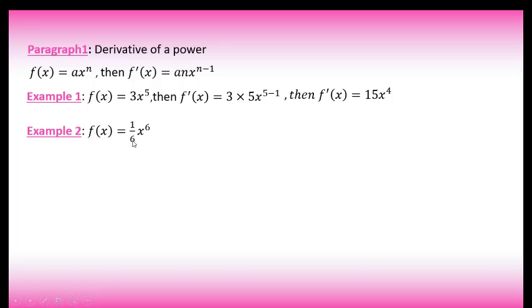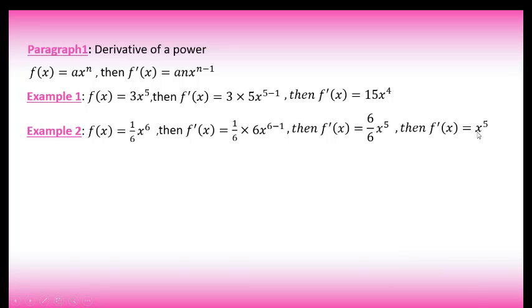f of x equals 1 over 6 x power 6, a equals 1 over 6, and n equals 6. Now multiply 6 by 1 over 6 and subtract 1 from the power to get 1 over 6 times 6. Now 6 and 6 carry out. It is easy to write it's 6 over 6. Now carry out to get the final answer x power 5.